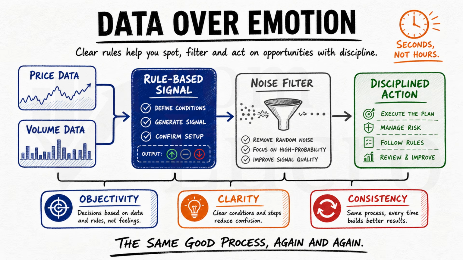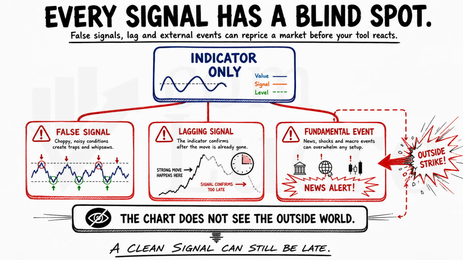They also filter noise and simplify trend reading, especially valuable when you have seconds, not hours, to decide. And clear, rule-based signals build the kind of consistency that keeps you doing the same correct thing over and over. But the risks are just as real. Indicators generate false signals, especially in volatile or choppy conditions.